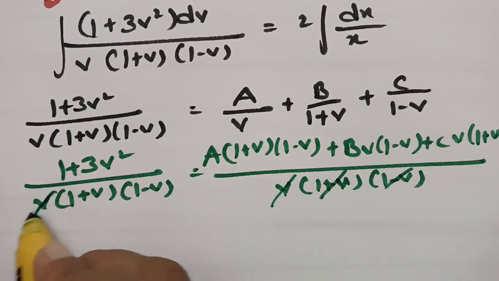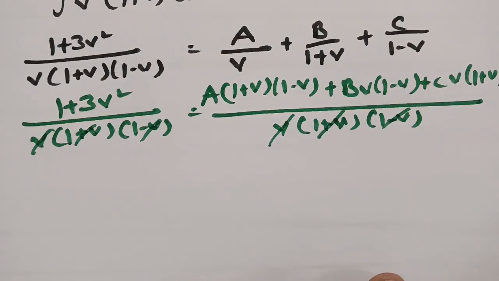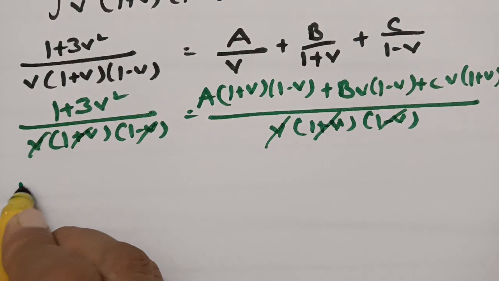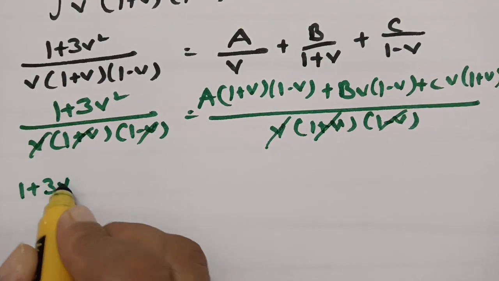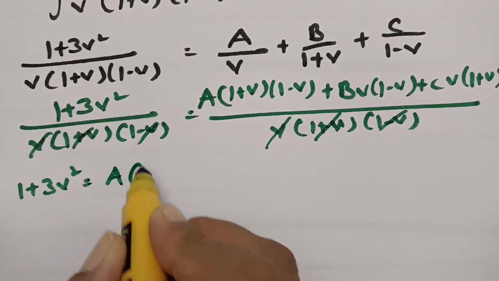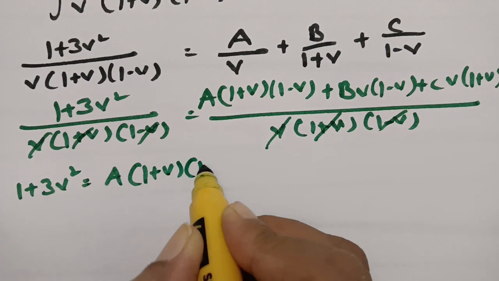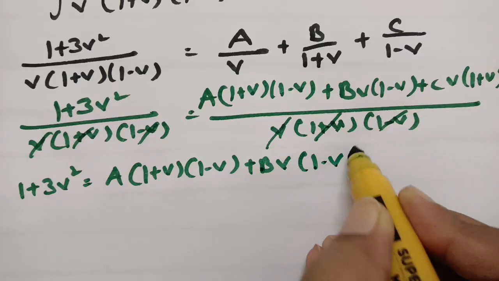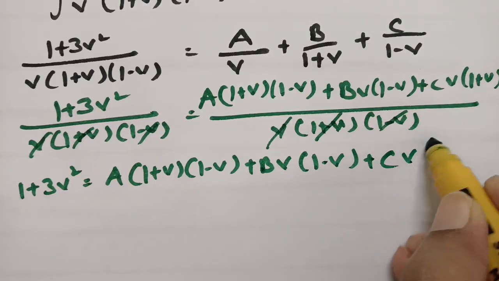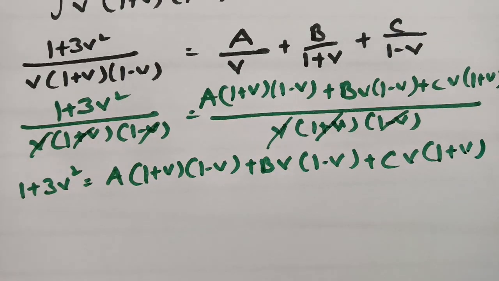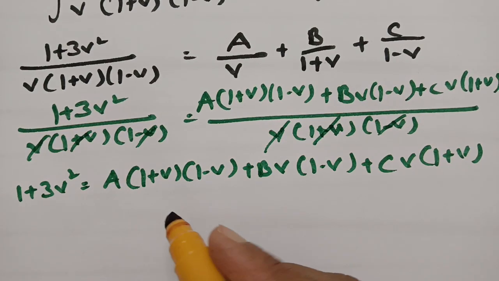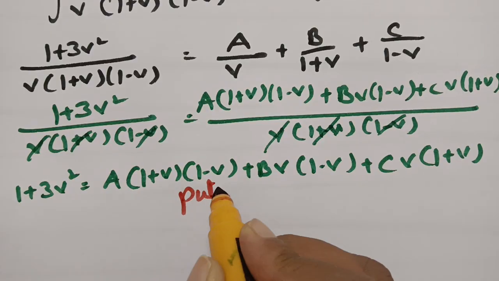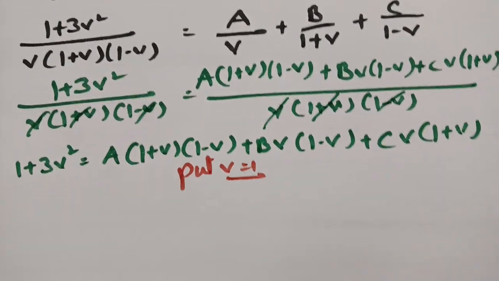So if I cancel all these three, see here, this will be the equation: 1 plus 3v square is equal to a times (1 plus v) into (1 minus v), plus b times v into (1 minus v), plus c times v into (1 plus v). So now I substitute to find the values of a, b and c. If I put v is equal to 1, see what happens.